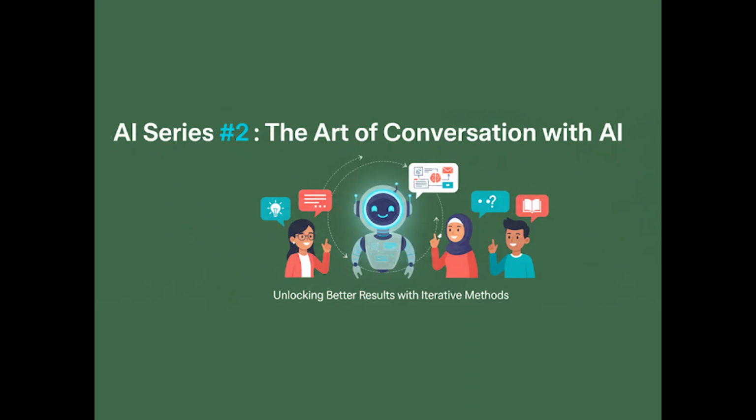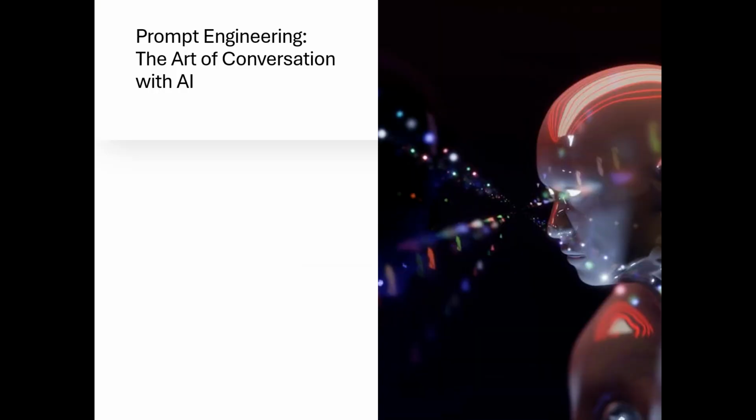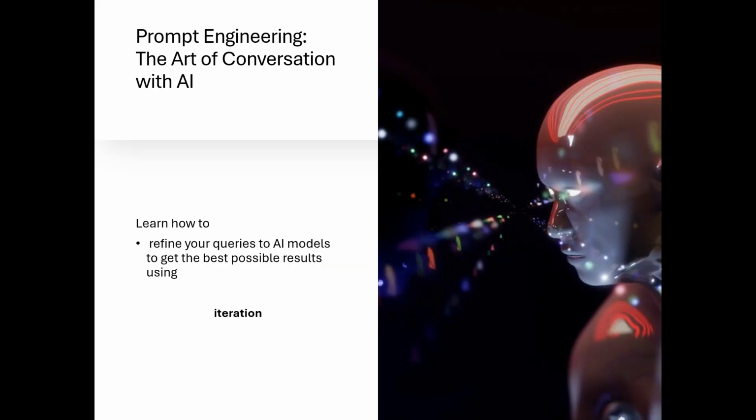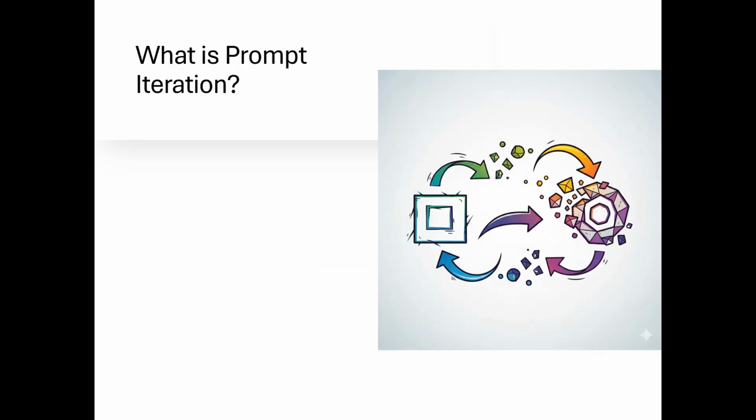Hello, and here's a film about the art of conversation with AI, or more precisely, unlocking better results using iterative methods. So let's get into that. This is all about prompt engineering. The prompts, the commands that you give AI when you're trying to use AI to help you in your studies. So, in this film, you'll learn how to refine your queries to AI models to get the best possible results using iteration. So, let's understand what prompt iteration really means.